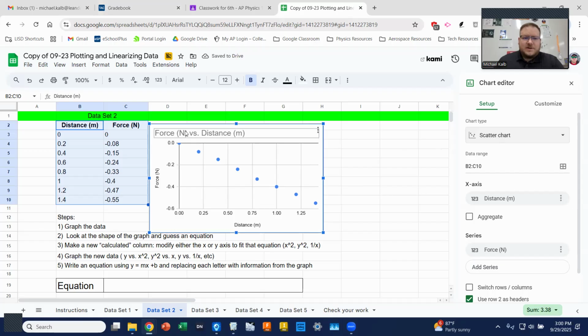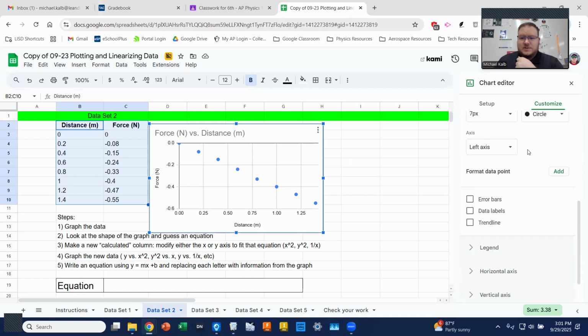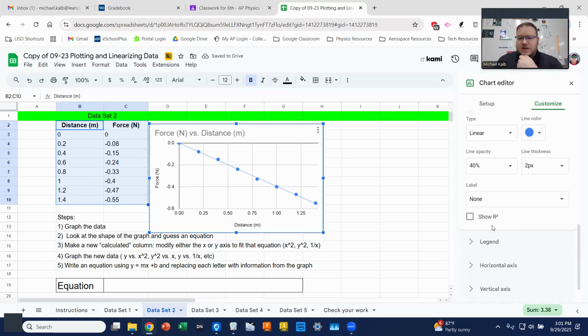Now, one thing, first off, you have force versus distance, and it'll already be in the correct title, the vertical axis or dependent variable versus the horizontal axis or independent variable. And everything will be labeled if you set this up properly beforehand. So make sure you have your columns right, and it'll make things easier on your graph. But anyway, let's go to Customize, Series, Trend Line, and we can see it is linear. And under label, use equation.